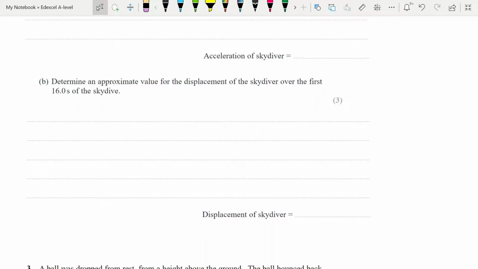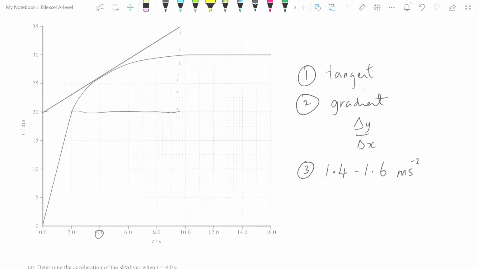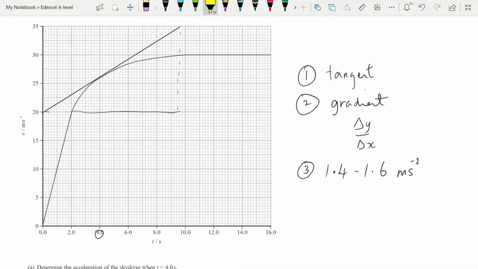Second part of the question says, determine an approximate value for the displacement of the skydiver. Now, there's a reason that they say approximate in a question like this. We should know that the displacement on a velocity time graph is the area under the curve. And because this is a curve and not a straight line across the whole line, then you need to start counting squares. So if we go back up to our graph, they want for the first 16 seconds, that is the entirety of this graph, you need to start counting squares.